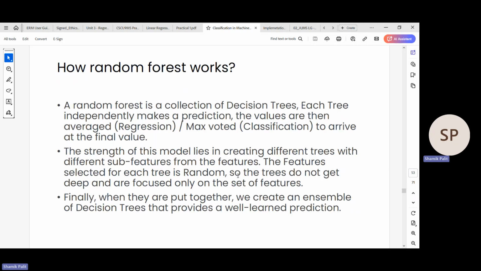If you closely look at how this particular process works, we are making multiple decision trees, and each decision tree is responsible for making a particular prediction. That prediction is taken into consideration: either the values are averaged, which I told you just a few minutes back, used in regression, or it can be a voting system, which is used for classification. So this is very important, and the features you are using in the random forest make it stronger for any particular scenario or circumstance.